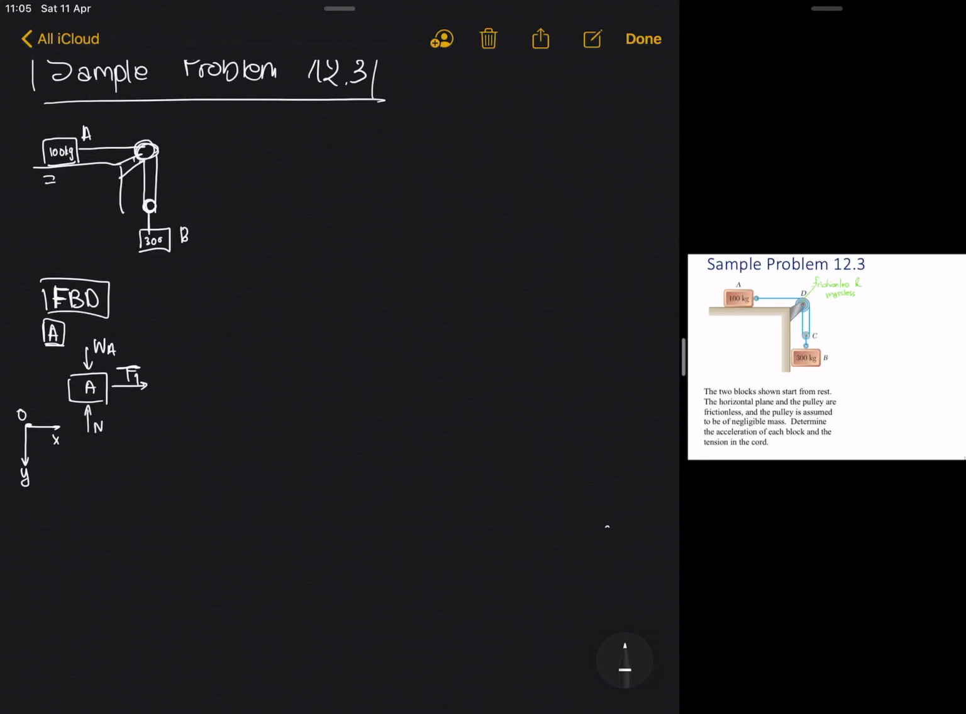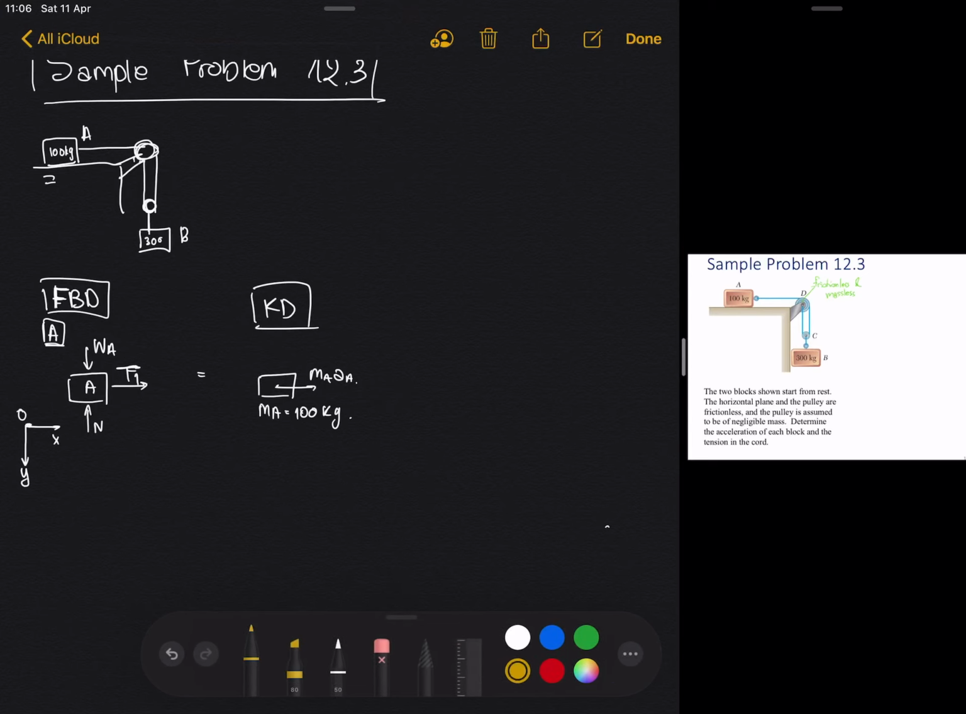Next, we draw the kinetic diagrams. We have objects, and we know this is m aA. Okay, and our mA is equal to 100 kilograms. Next, I will draw it for this. I would say I will do it in yellow. 300. Okay, so here also we have tension. We have tension T1, T1. And here we have T2.